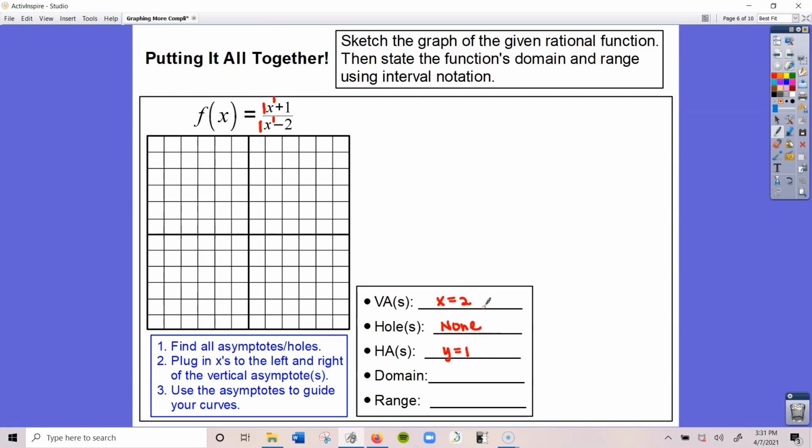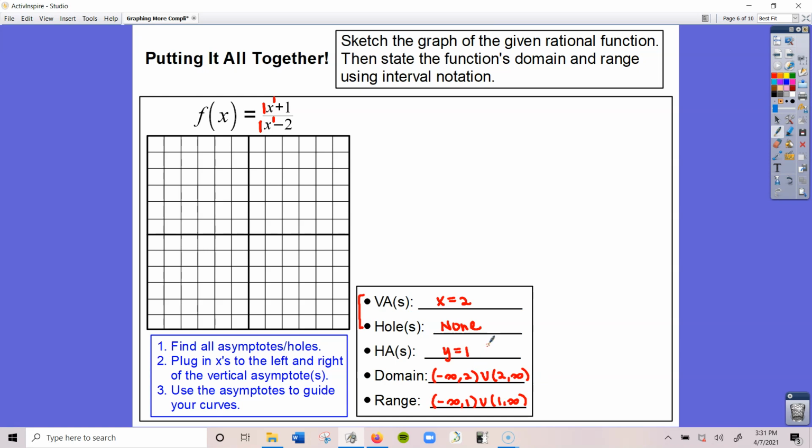Just by having this information, we can figure out what the domain is and what the range is. The domain is going to be all real numbers except for where you have your vertical asymptotes and holes. We only have a vertical asymptote, so my domain is going to be from negative infinity to 2, union 2 to infinity. The range is affected by the horizontal asymptote. So it's going to be all real numbers except for y is equal to 1. So my range is going to be from negative infinity to 1, union 1 to infinity.